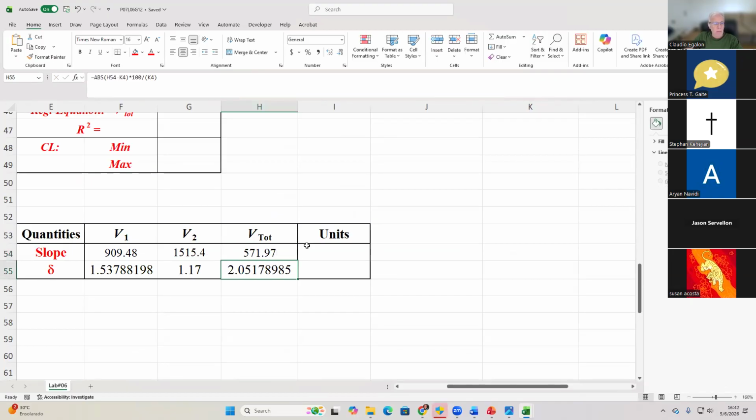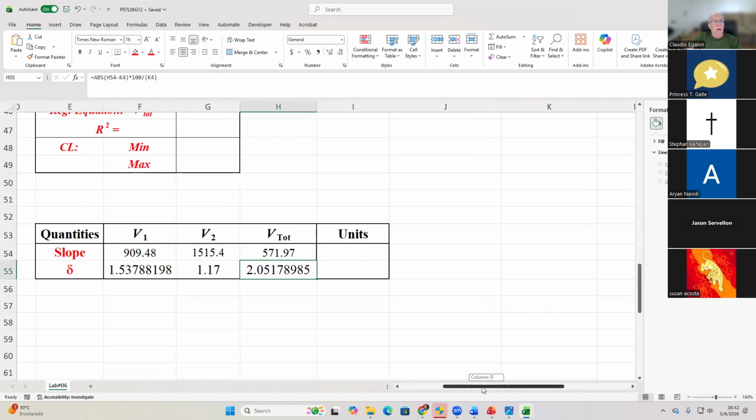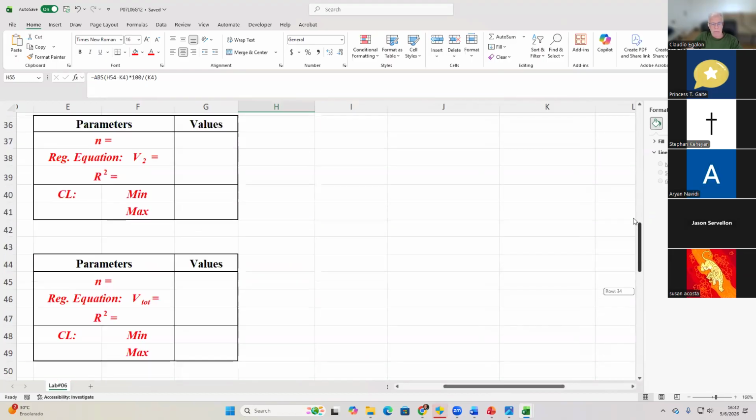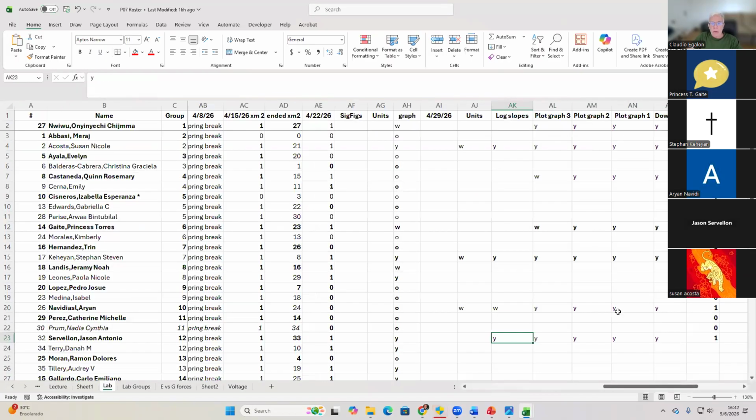571.97. I'm getting 2%. I plotted your graph, right? Yeah, I selected the wrong column by accident. Okay, I'm going to fix it. V1 with I1, V2 with I2, and V total with I total, okay? That's what you have to do.